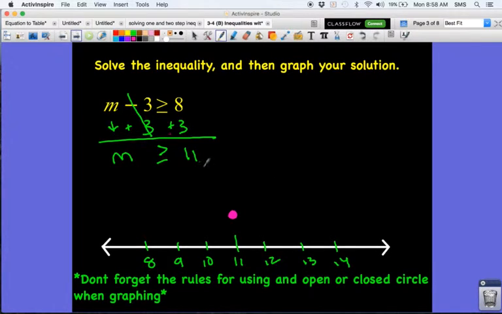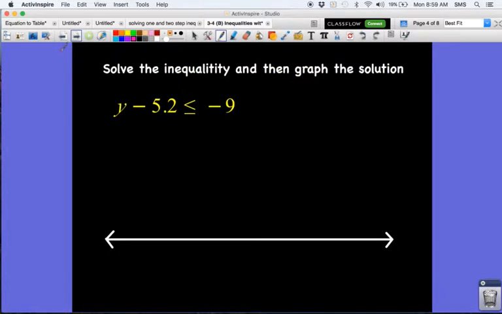And m is bigger than 11. The alligator mouth is going to eat the m. It's open towards it, so that means m has to be greater than or equal to 11. So I need to figure out which numbers are bigger than 11, 12 or 10. Well, 12 is. So I'm going to shade to the right. Let's just do one more just so we can see this.